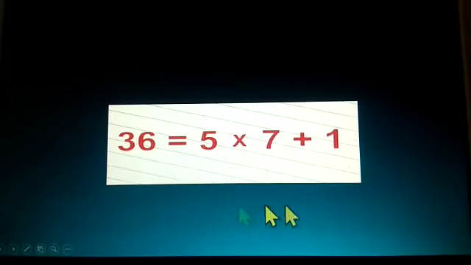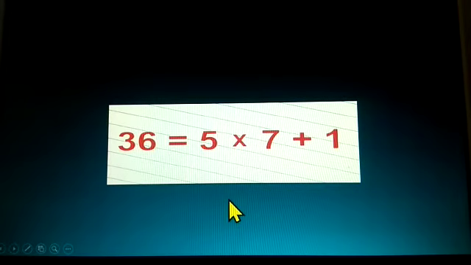And also we know the division algorithm. What is the division algorithm? 36 is the dividend here, 5 is the divisor, and you are getting 7 as the quotient and 1 as the remainder. So 36 will be equal to 5 into 7 plus 1, that is, divisor into quotient plus remainder. That is the division algorithm.